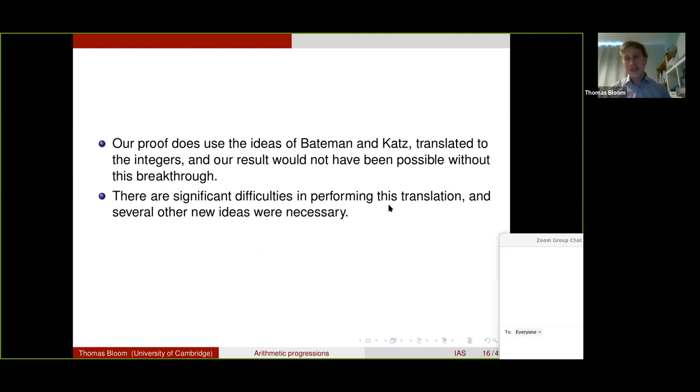But yeah, in performing this translation from F3 to the n to the integers, it did prove to be significantly more difficult, I think, than people expected. And in particular, there are several quite significant new ideas that were necessary. So there are several obstructions that don't really make themselves known in F3 to the n, but become really significant in the integers. So you have to do a lot of extra work as well.